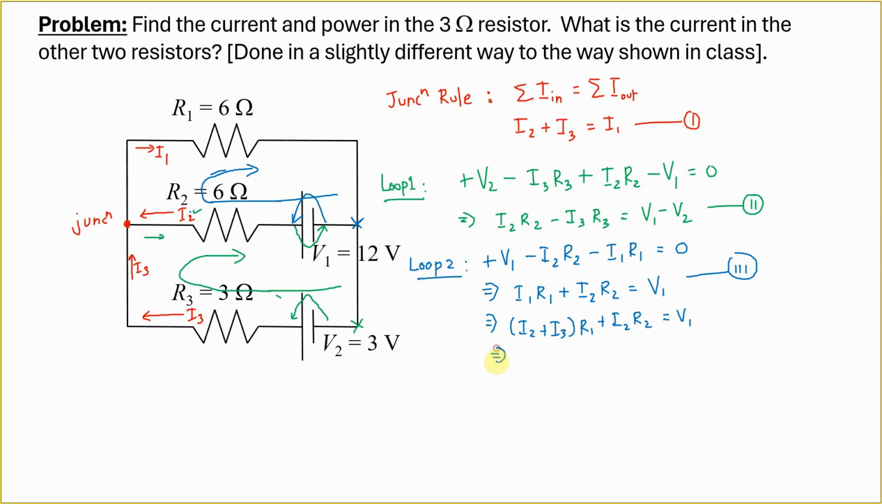So let's clean this up a little bit. I2 is multiplied by R1 but also multiplied by R2, so I2 times R1 plus R2, plus I3 R1 equal to V1. So that is actually now my equation 3, my modified equation 3. So I don't need this anymore.